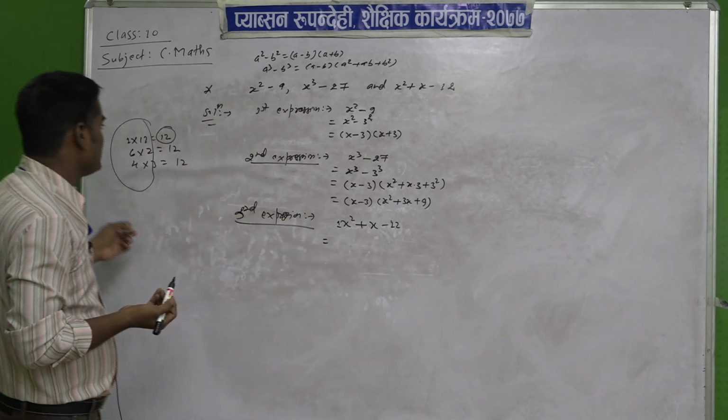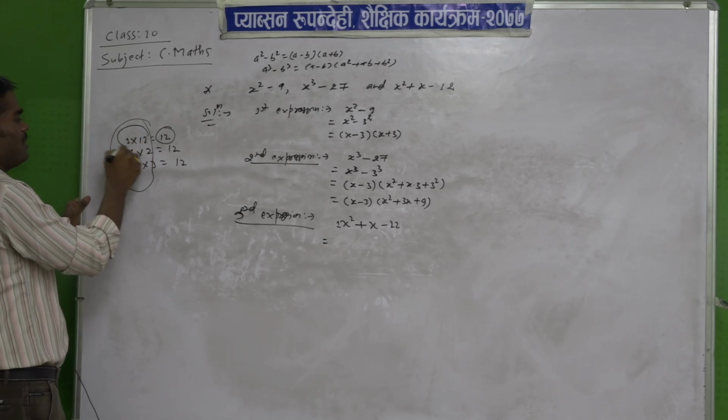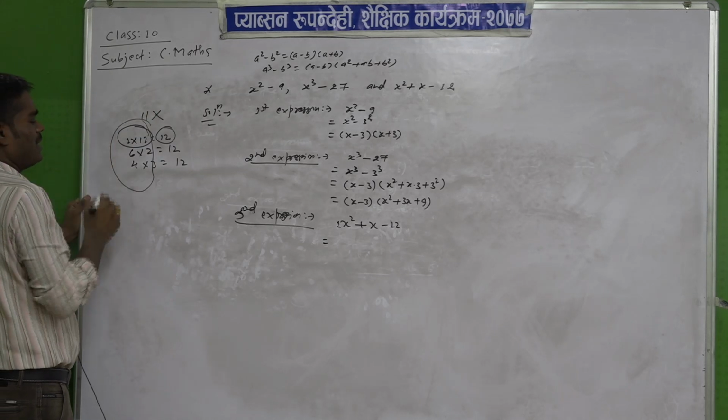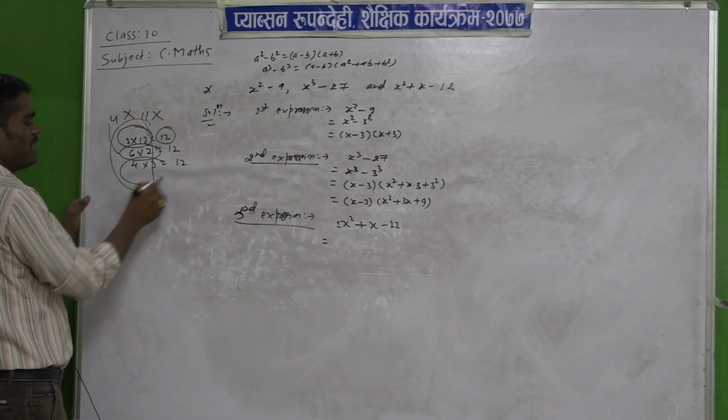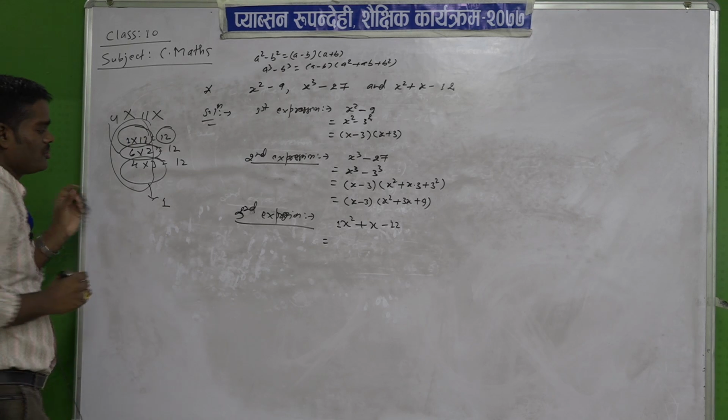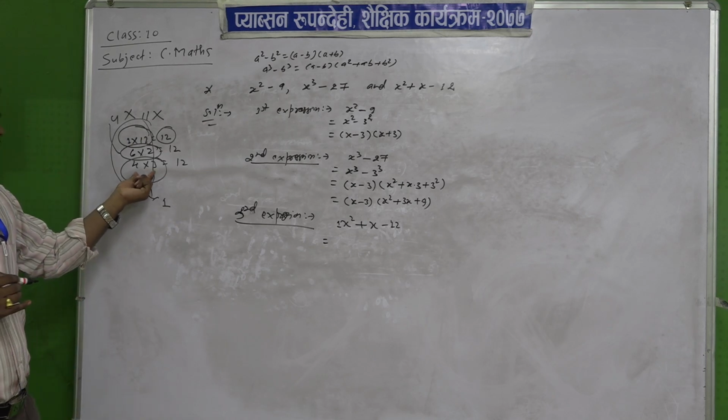So, which one is valid? See here, 12 minus 1 means 11, not valid. 6 minus 2 is what? 4, not valid. 4 minus 3 is what? 1, it is valid. So, we have to use this factor.